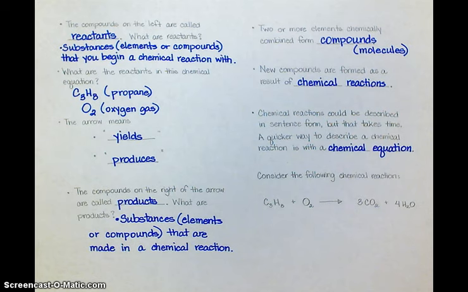I've filled in the notes for you, so take a minute and write all of this down in the blanks. The compounds on the left are called reactants. They are substances, either elements or compounds, that you begin a chemical reaction with. What are the reactants in this particular chemical equation? C3H8, which is propane, and O2, which is oxygen gas. The arrow in the chemical equation means yields or produces. The compounds on the right of the arrow are called products. They are substances, either elements or compounds, that are made in a chemical reaction.